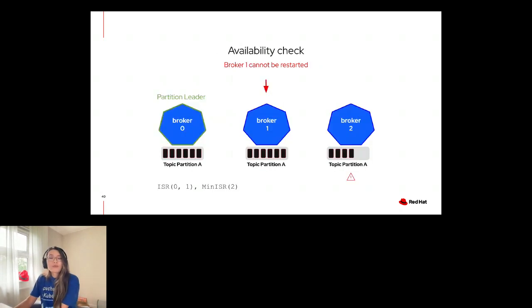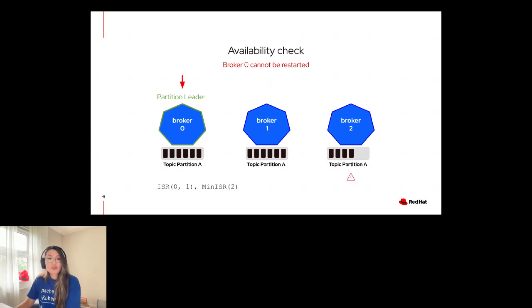Okay, so let's take a look at some examples of availability check, what it does. Let's say I have 3 broker nodes, and broker 0 is the partition leader for my topic partition. And in here, broker 2, as you can see, has fallen behind, so it's not part of the ISR list anymore, the in-sync replica list. So if I was to restart broker 1, that would mean the ISR count will fall below the configured min ISR of 2, so I can't restart broker 1 in this case.